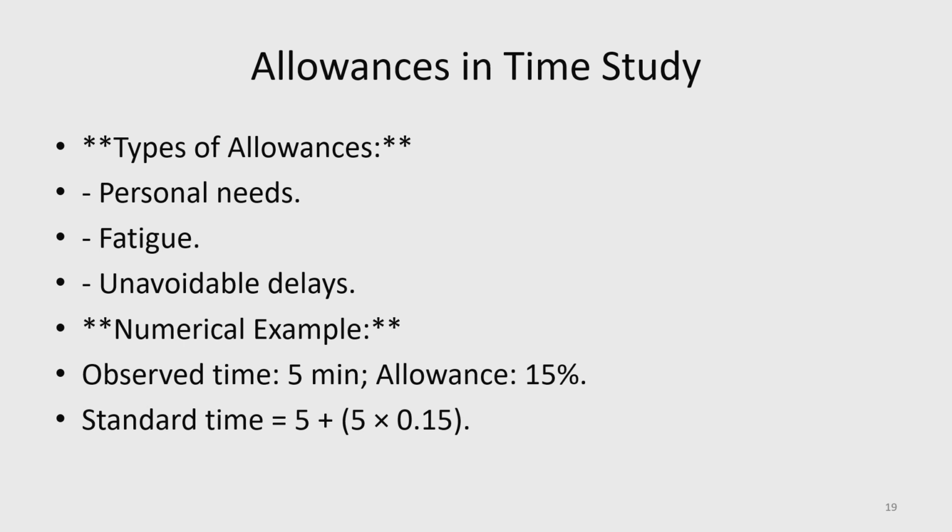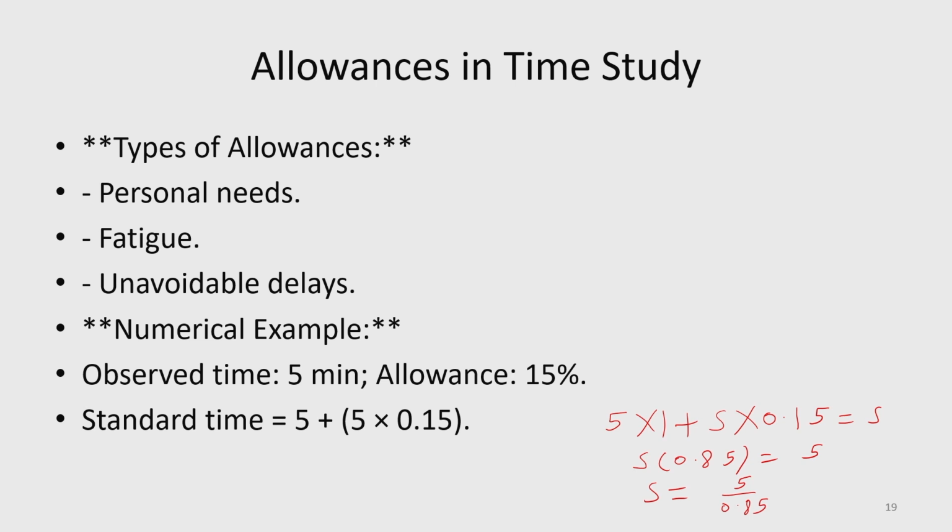Suppose we say standard time is S, so it would not be 5 into 0.15, but S into 0.15. Then S, you can take to the other side with a minus sign, and then you can find out the standard time. Say, for example, observed time is 5 minutes and performance rating is 1, so 5 into 1. Then S equals 5 plus S into 0.15. So, therefore, S into 0.85 equals 5, and S becomes 5 divided by 0.85. So, this value may be slightly different from what was done before.